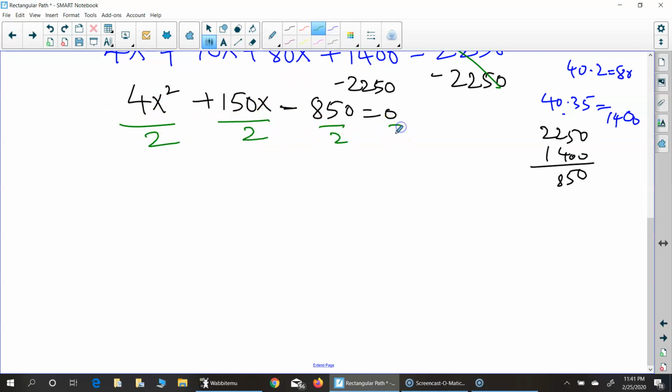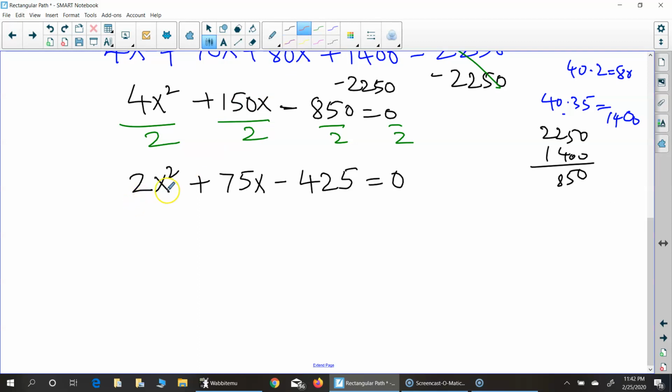All these 3 terms, including 0 on the right hand side, by following the property of dividing all the terms on the left hand side and right hand side by 2. So tell me, what do you get? 4x square divided 2 gives you 2x square, right? 4 divided 2 is 2. Plus 150 divided 2 is 75 and x. Minus 850 divided 2. Half of 850 is 425. And on the right hand side, 0 divided 2 is 0.